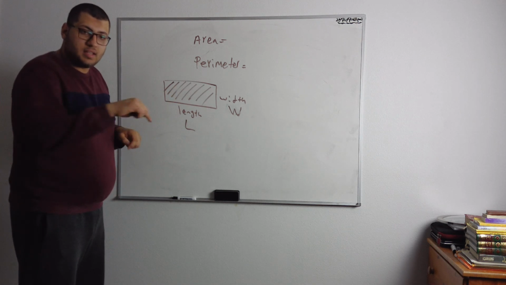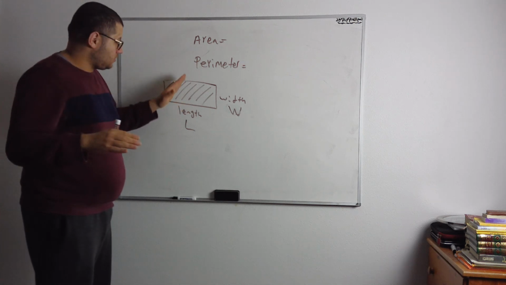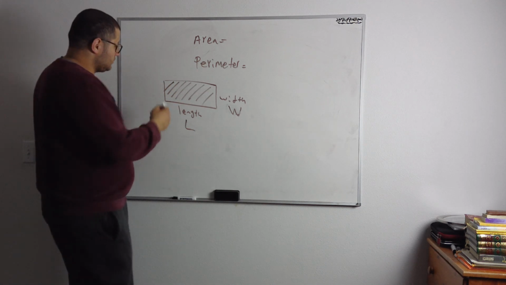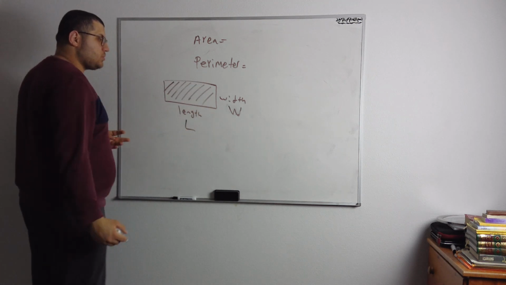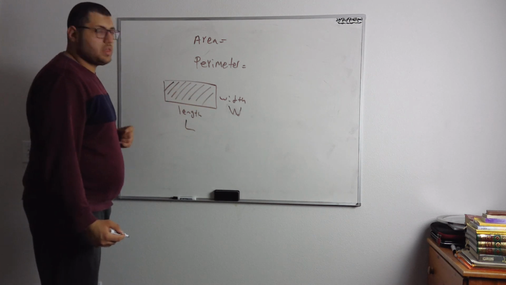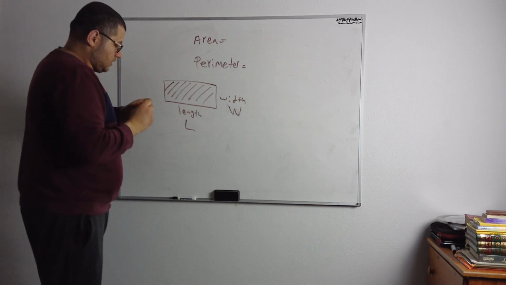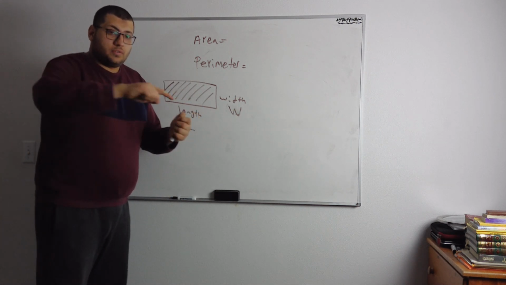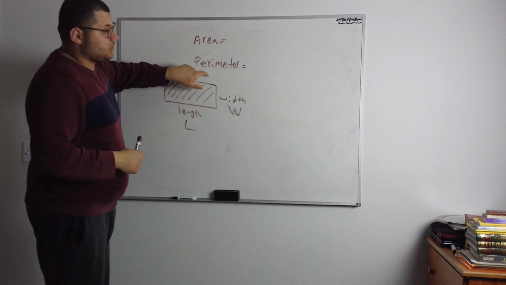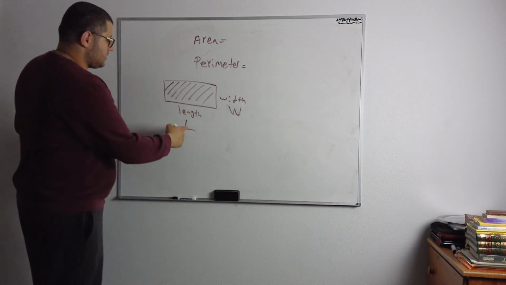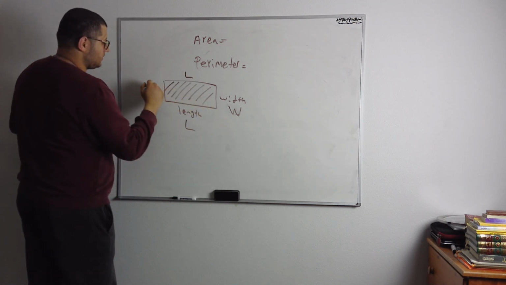The space inside the shape is called what? It's called the area. So when you see any shape in real life or any shape on paper, the space inside the shape is called the area. Now, the distance around the shape, so the distance around your field is called what? It's called perimeter. So the distance around the shape is called perimeter. Alright, again, if this is the length, L, this is also L, and this is also W.